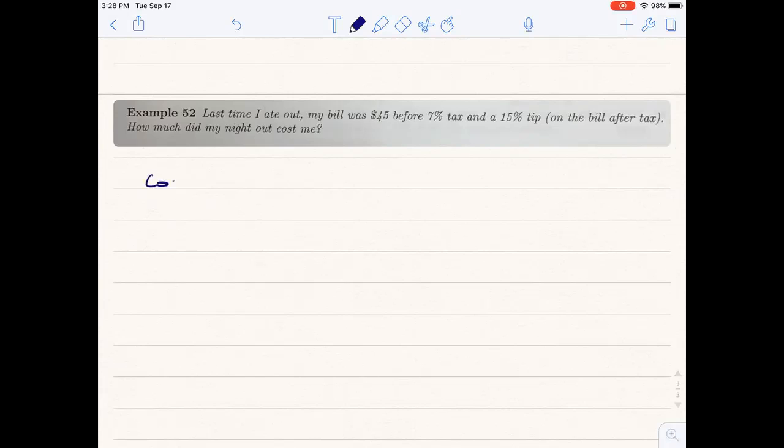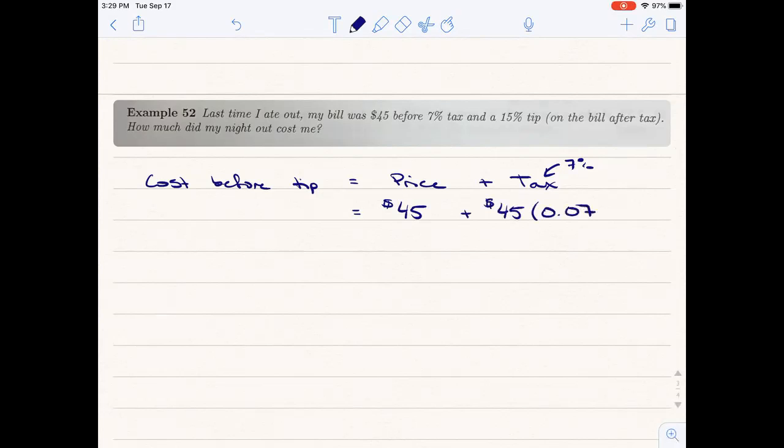Okay? So the cost before tip is the price of the meal plus the tax. And so the tax was 7%. Just make a note of that. And we said, okay, well, the price of the meal was $45. I have to pay that. But then I also have to pay 7% of $45 in taxes, right? And so what I've got here is 45 times 0.07. 7% is 7 over 100, which is 0.07.